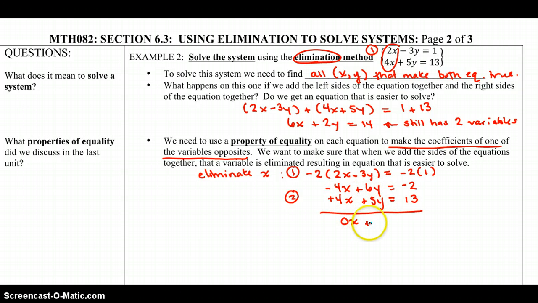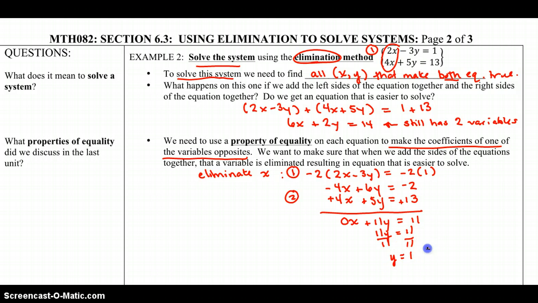6y's plus 5y's is 11y's. And a negative 2 and a positive 13 would give us an 11. So again, 0 times x is just 0 plus 11y, so we'll get 11y equals 11. And if we divide both sides by 11, we get y equals 1. So now again, if we go back up and see what we were asked to do, solve the system, means we need to find an ordered pair that makes both equations true. Okay, currently we do not have an ordered pair. We only have the y equals.